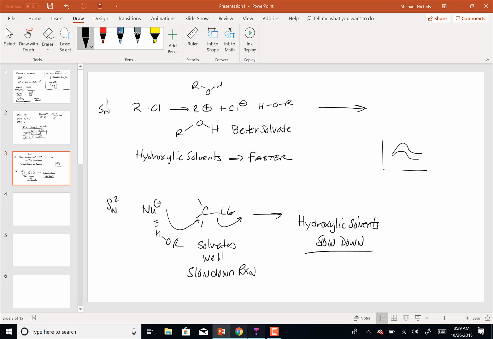Does that kind of make sense? I mean, it's doing the same thing. It's just in one case it's good and in one case it's bad.